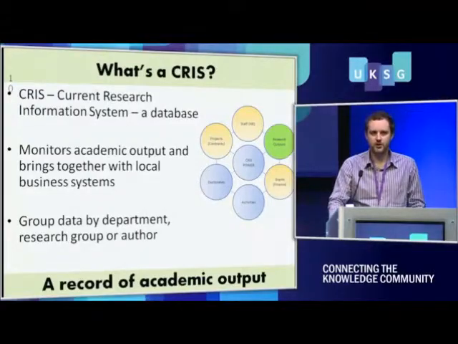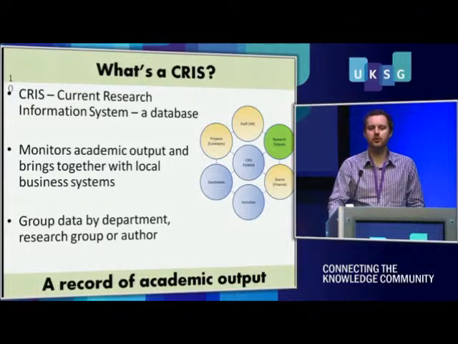A quick definition. CRIS stands for Current Research Information System. It's essentially a database used by institutions to monitor academic output alongside local business systems. It's useful because data can be cut to department level or even down to the level of individual authors, which is highly useful for strategy makers.